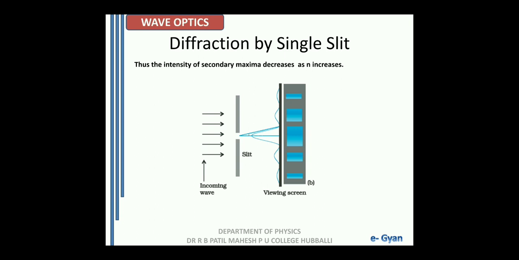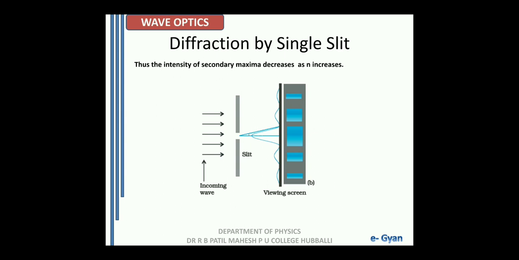If you see this diagram, at the central maximum we have the highest intensity because the total light from the wavefront LN used to reach. As we move on either side, we get 1/3 of the intensity, then 1/5. If we still move away from the central maximum, we get 1/7, 1/9 and so on. So as n increases, the intensity of the secondary maxima goes on decreasing. Between two secondary maxima, we get a dark band, which is the secondary minima.